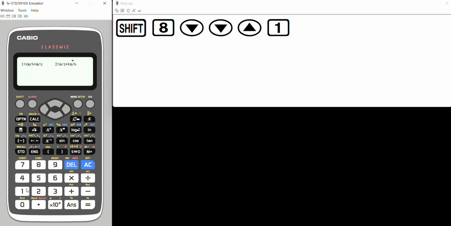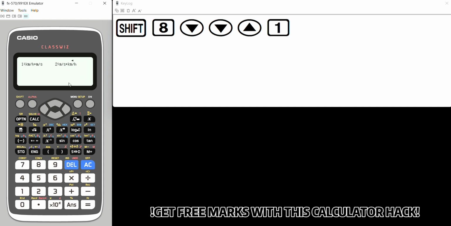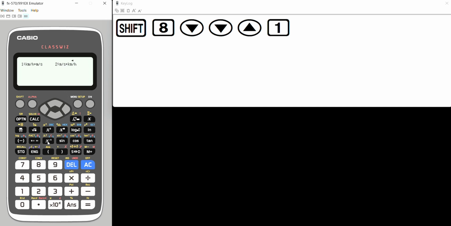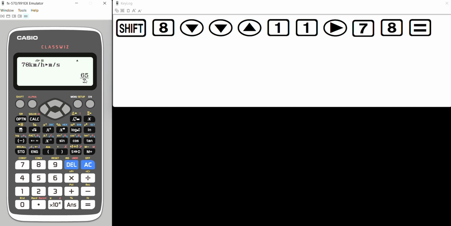So click 1 for velocity, and you can change from kilometers per hour to meters per second, or the other way around, meters per second to kilometers per hour. It's very useful for physics. You basically get free marks with this calculator hack because you don't need to do math in your head. So click 1, and for example, just giving a number like 78, you're able to find meters per second, 65/3.